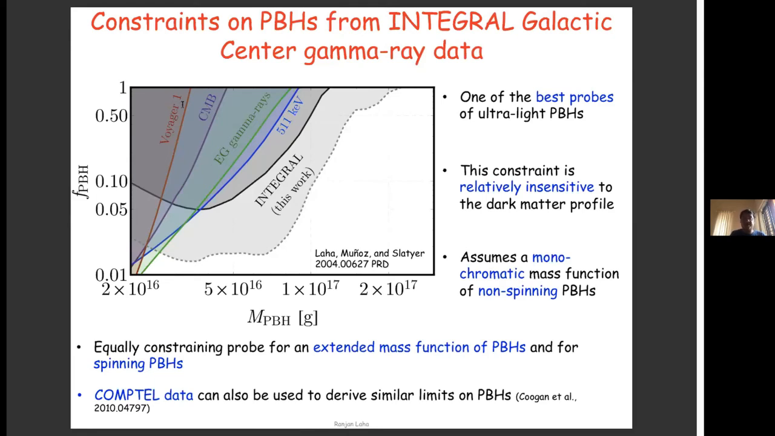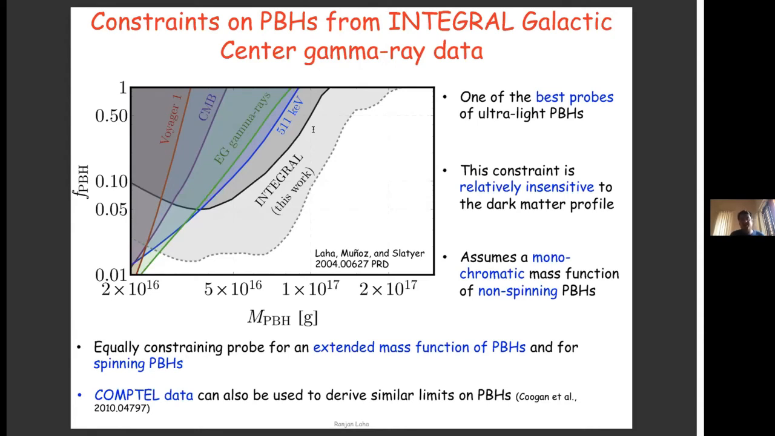Using this integral data that I showed earlier, we can get this black line. This line is ruled out. There is also something using an older Boucher et al. analysis. However, that is not robust, so you can just ignore this. So the constraint is basically like this. Again, this is for a monochromatic mass function, and the primordial black holes are non-rotating. The good thing about this constraint is that it is relatively insensitive to the dark matter profile, and obviously there is no propagation uncertainty.